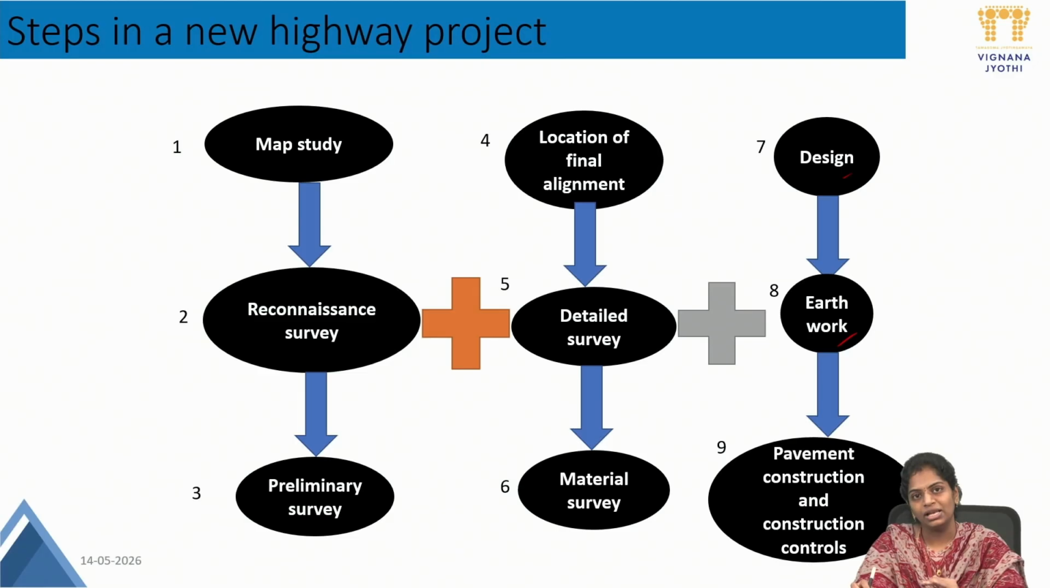We will construct layer by layer. All the pavements will be constructed layer by layer, all layers one after the other. First the soil layer, then the aggregate layer, then the bituminous layer. All layers will be constructed and construction controls will happen. These are the steps in a new highway project. If you want to construct a new highway project, all these steps should be taken care of.